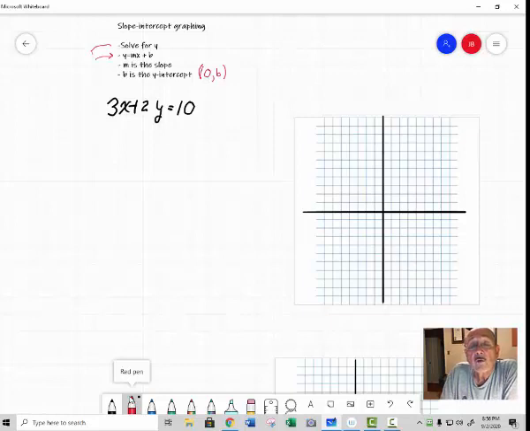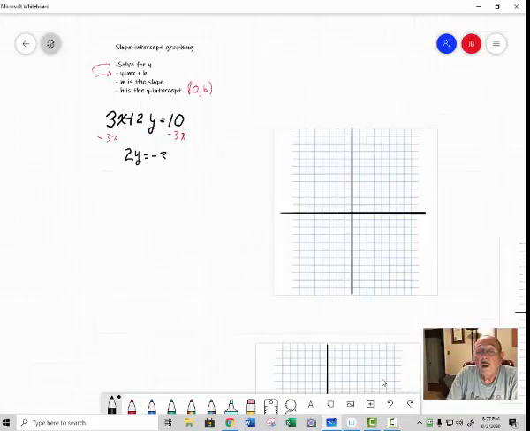Alright, so let's do this. First of all, what we're going to do is subtract 3x from both sides of this equation. When I do that, what I end up getting is 2y equals negative 3x plus 10. Now what I'm going to do is divide everything by 2.